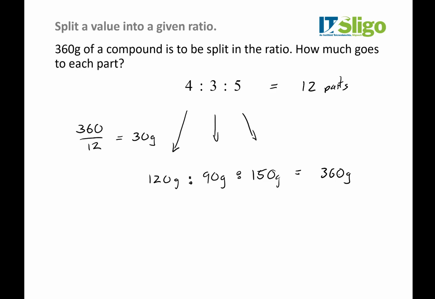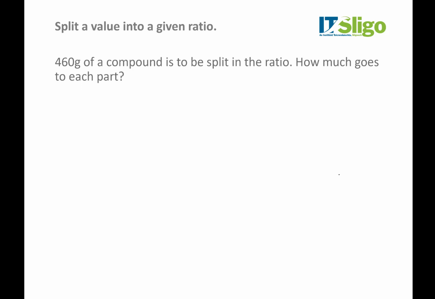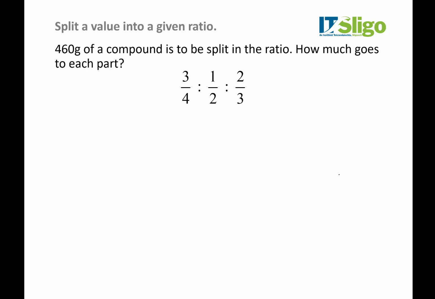So that's the kind of technique there, guys. I think it's fairly simple, straightforward when it's written like that. But usually the ones you'll come across are not as straightforward. And we're given a ratio like this. And sometimes people kind of go, oh, I'll get 3/4 of this value, and then I'll get half that value, and then I'll get 2/3 that value. You're going to end up with more than 460 grams if you do that.